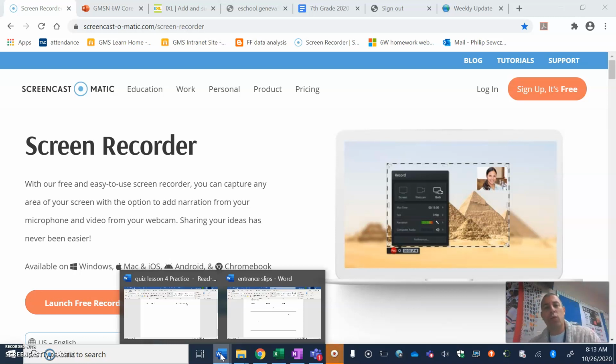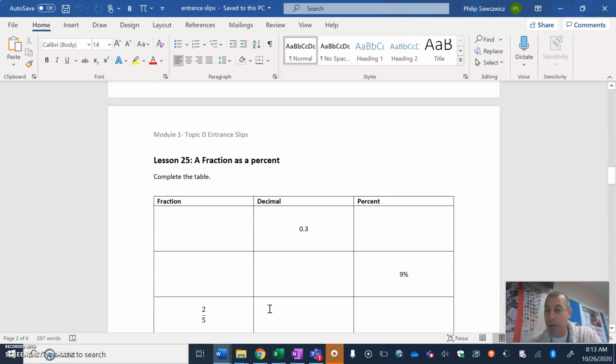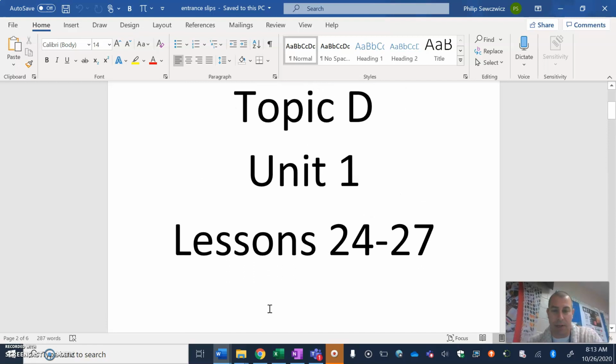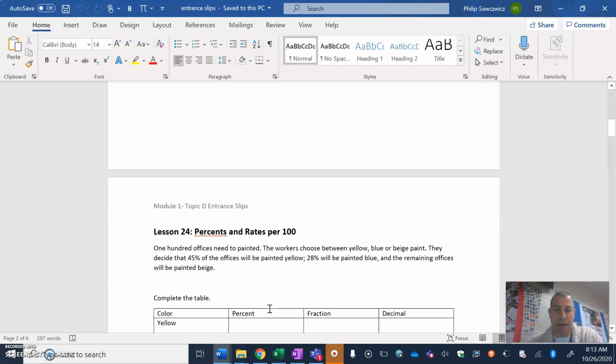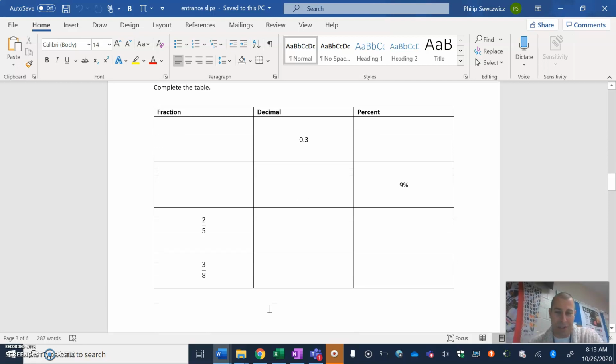Lesson 25 is really working off of lesson number 24, where we were completing the table. So we're converting fractions, decimals, and percents. Again, if you haven't watched your notes for lesson number 25, go back and take care of that first. But we're going to be looking at your entrance slips here. So let's get your entrance slips out. Let's go to lesson number 25 and let's show you what we are talking about.